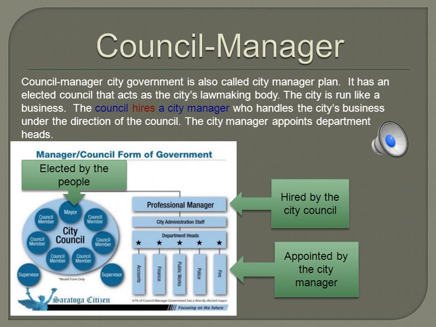What else do I have to say about that? It's pretty straightforward. It's run like a business and hired by city council, appointed by the city manager.